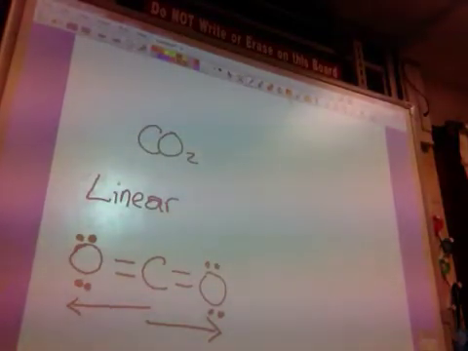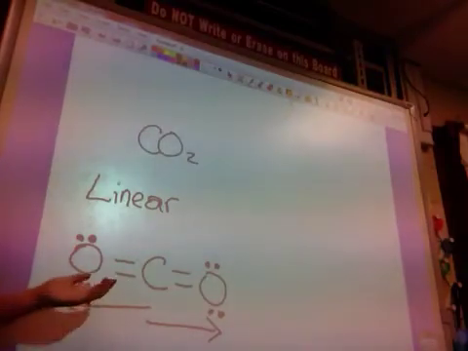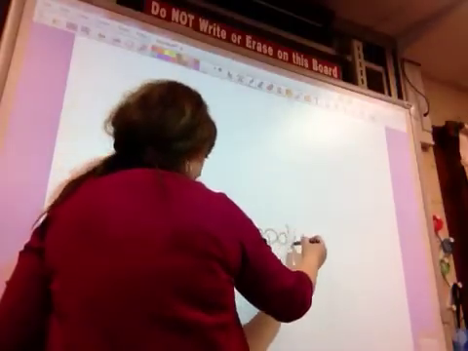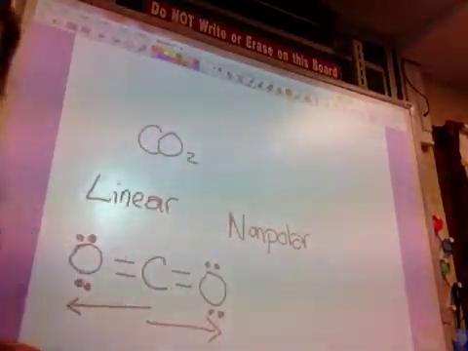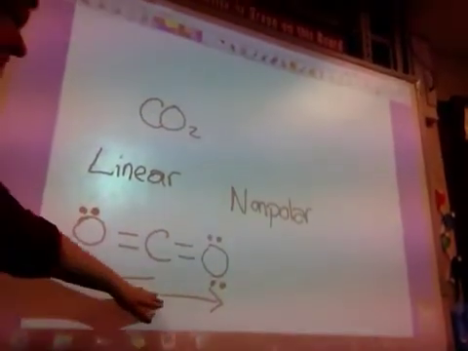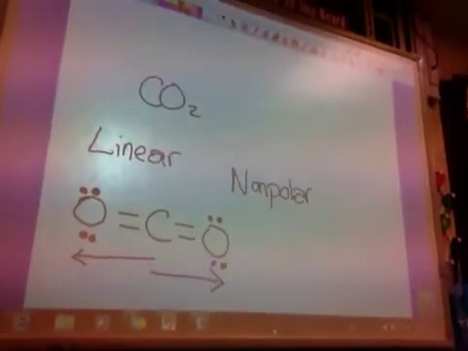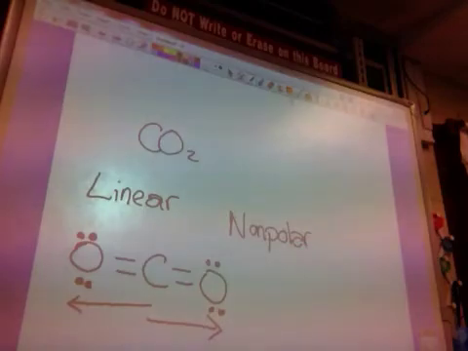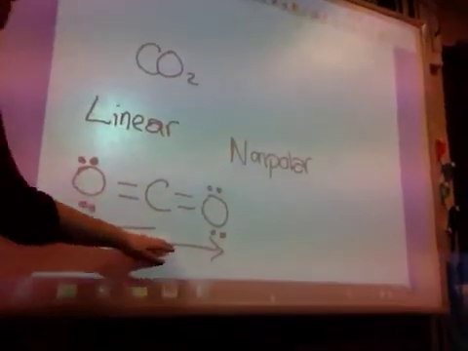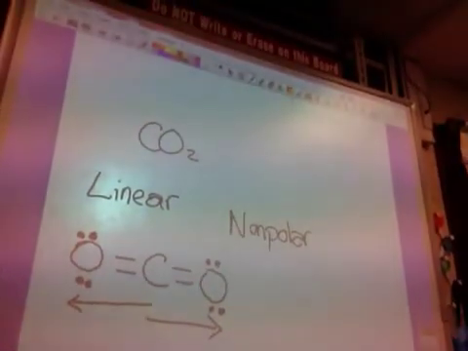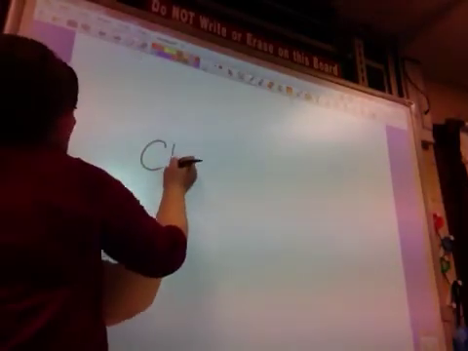So overall, I consider carbon dioxide to be nonpolar. And I consider it to be nonpolar because this is symmetrical. The dipoles are moving in opposite directions. So it's kind of like they're canceling each other out. Let's look at another example of where they would be canceling one another out. So like CH4.